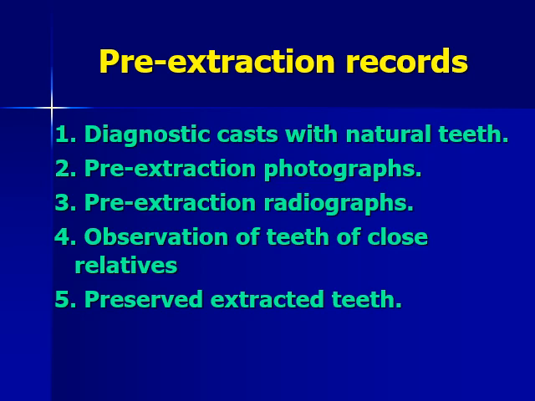The fourth point is observation of the teeth of close relatives. If the patient's sister or brother has teeth, this can help to select the same shade, form or size as the relatives. Finally, preserved extracted teeth. If the patient has extracted teeth and preserved them, of course we cannot obtain the shade from extracted teeth, but they help us with the form and the size of the teeth.